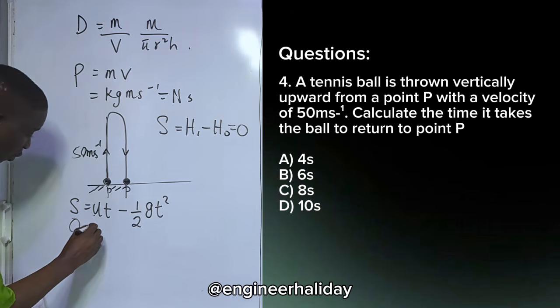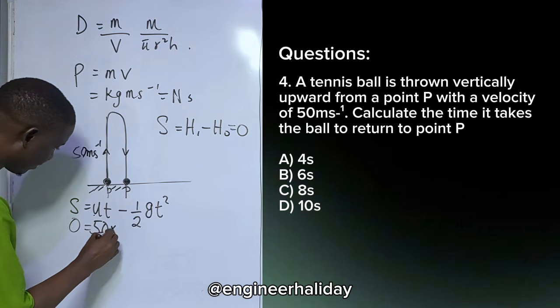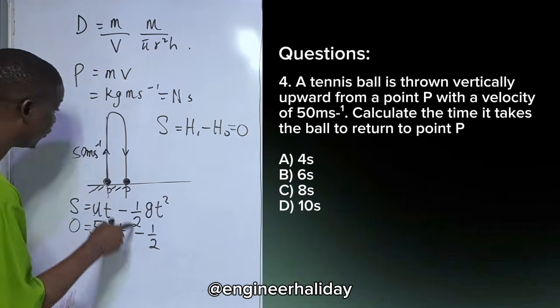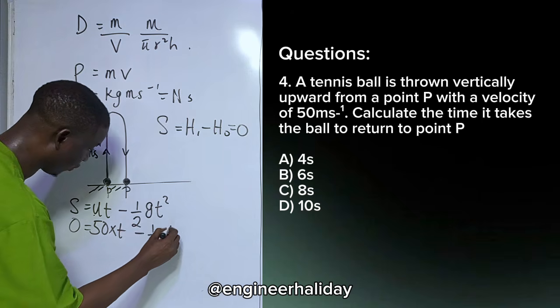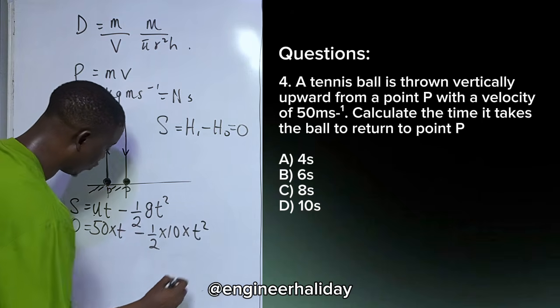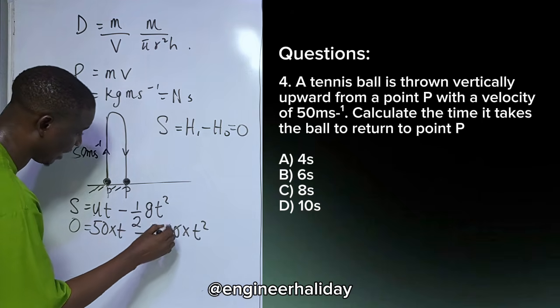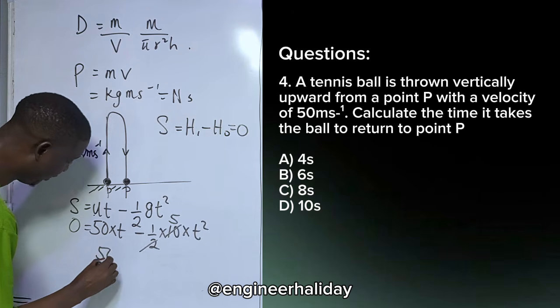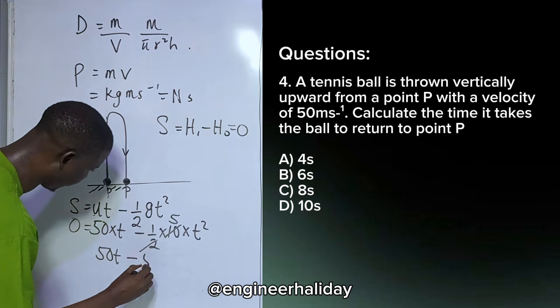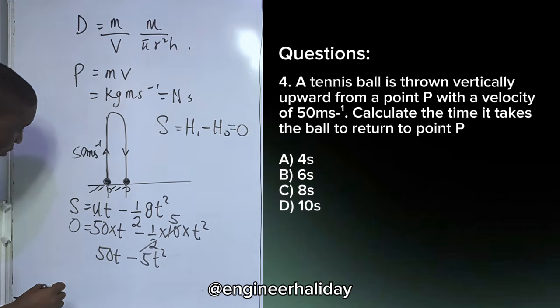We are given velocity as 50, so 0 equals 50 times time minus half, minus because it's going against gravity at first, times 10 times t squared. The half cancels with the 10 to give 5. So we have 50t minus 5t squared equals 0.